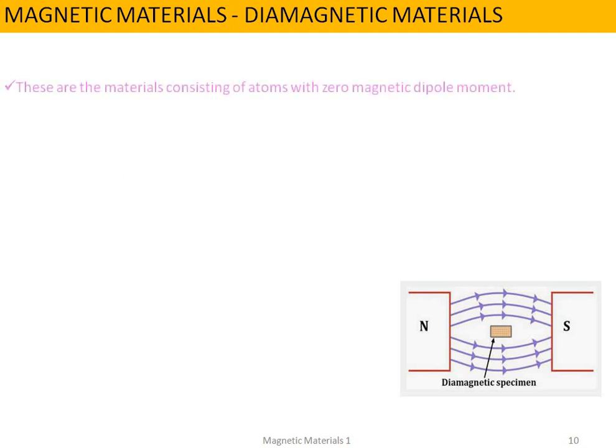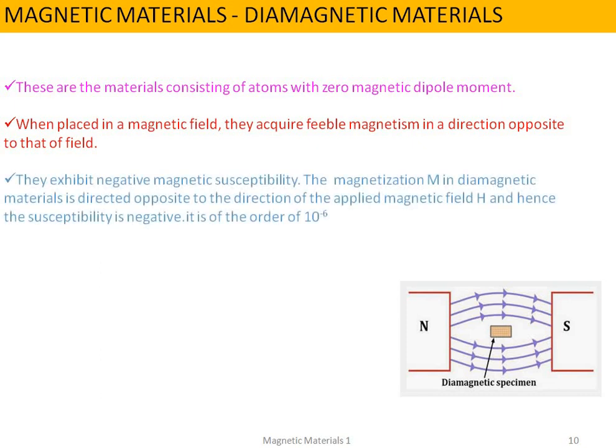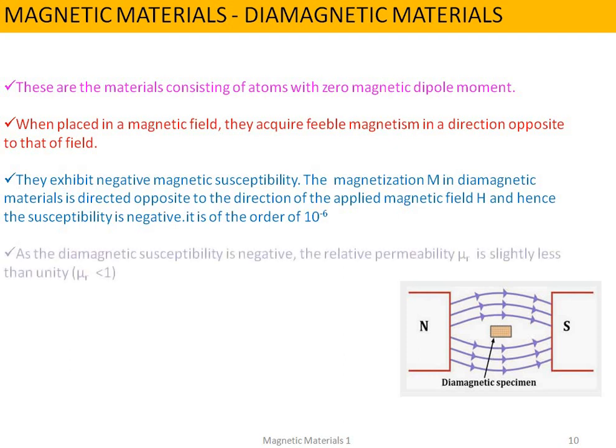So what are diamagnetic materials? Materials which, when kept under a magnetic field, get feebly magnetized opposite to the direction of the applied field are called diamagnetic materials. They acquire very feeble magnetization, meaning very little, and hence they exhibit negative magnetic susceptibility. The magnetic susceptibility is very small, of the order of 10 power minus 6, and the relative permeability is less than 1.